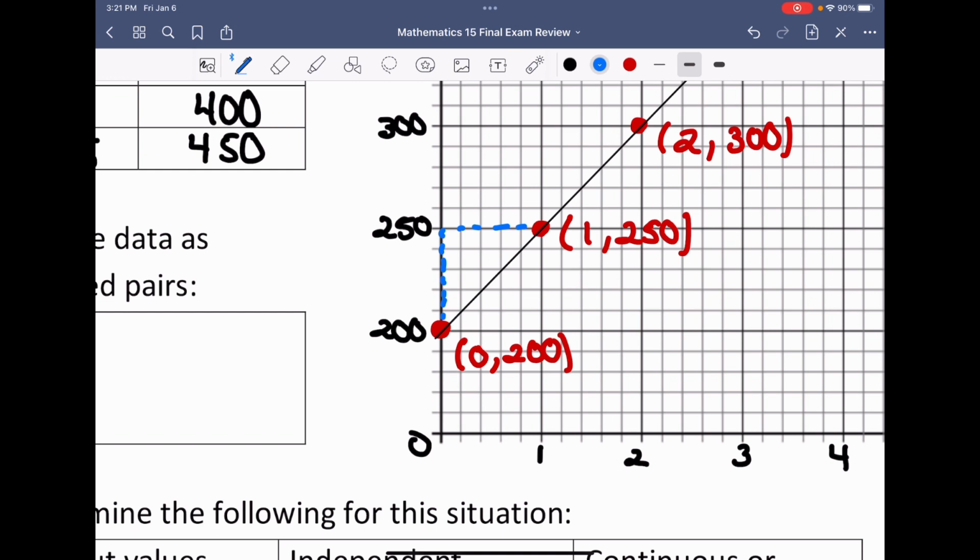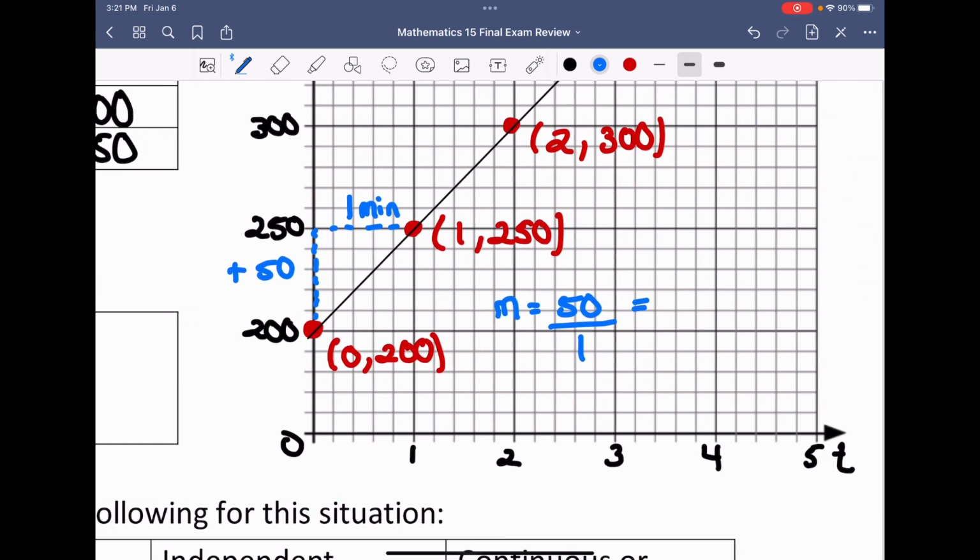How much do I have to rise by? Well, I increase by 50 liters. How much time passes when we go from the left point to the right point? 1 minute passes. So when we talk about the slope, m is equal to 50, which is our rise, over our run, which is 1. And more formally, we know rise over run is symbolized by a change in y over change in x. Our rise over our run. There we go. So that's our m value, which is equal to, we could actually even just put 50, because anything divided by 1 is just itself.